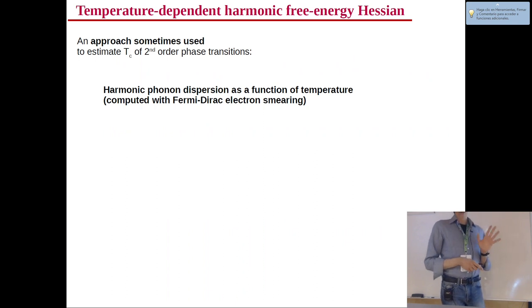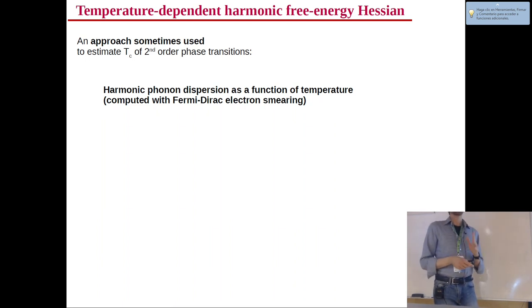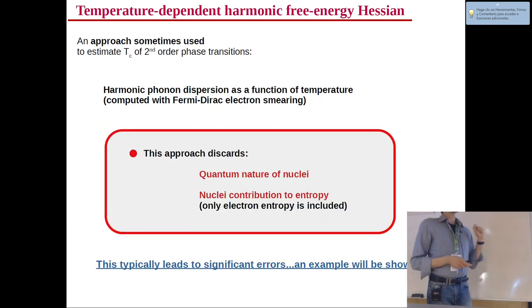Okay, sometimes in the literature, you can see a different kind of approach to study second order phase transitions. Essentially, what sometimes they do is neglect the quantum nature of the nuclei, they just compute the harmonic phonons for different temperatures. And they include the temperature by changing the electronic smearing that they use to compute the phonons, okay? What does this mean? This means that essentially you are discarding the quantum nature of the nuclei. You are still considering nuclei as classical particles. You are including temperature effects only on the electrons. So you are including the entropic contribution in the total free energy only coming from the electrons. You are not including the entropic contribution coming from the nuclei.